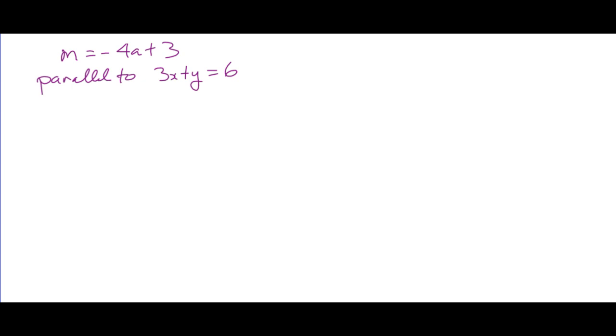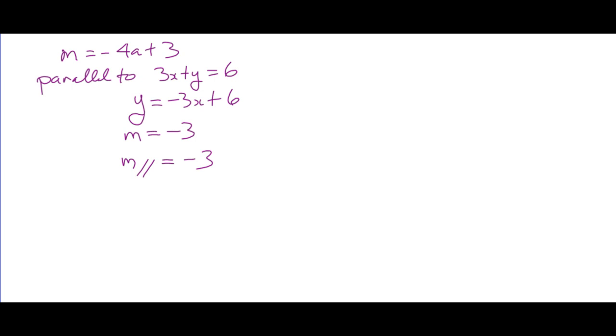So what do we have to do first? Put it in slope intercept form. So what is it? y equals negative 3x plus 6, which means that its slope is negative 3. So a slope that is parallel will be what? Negative 3, the same slope. If we were perpendicular, then we would have gone positive 1/3, because it would be the negative reciprocal. But it's parallel, so the same slope.